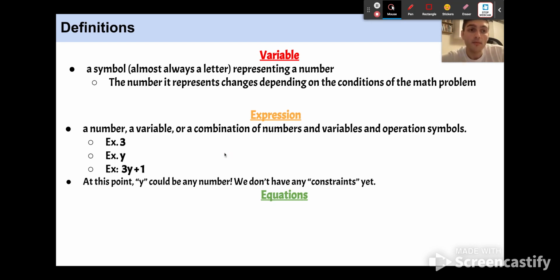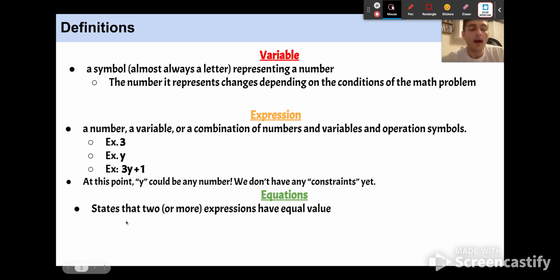But if we have an equation, all of a sudden we might get some of that information. So an equation is basically like a math statement. It states that 2 or more expressions have equal value. You could just say 3 equals 3. You could say y equals 3. You could say 3y plus 1 equals 2x plus 3. Whatever. All of those are equations.